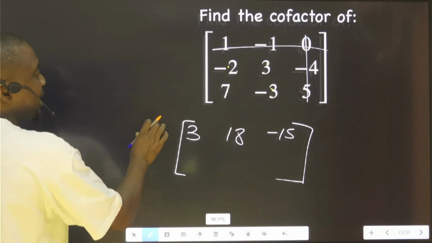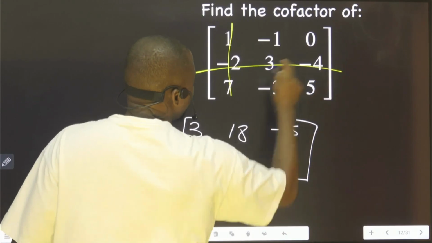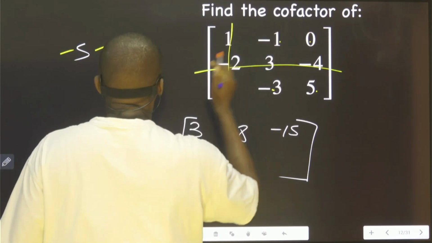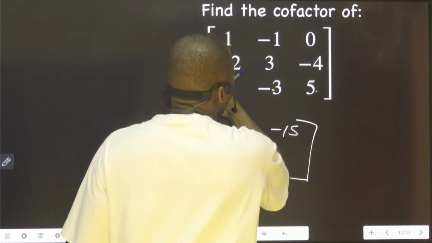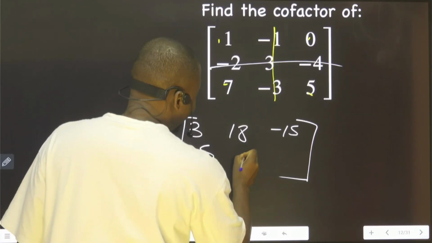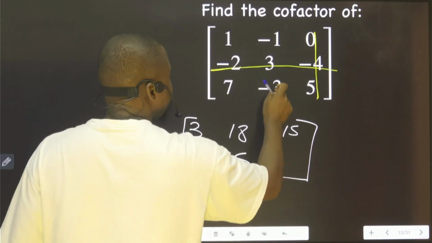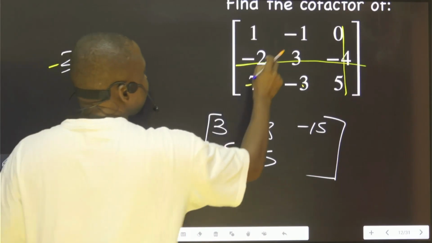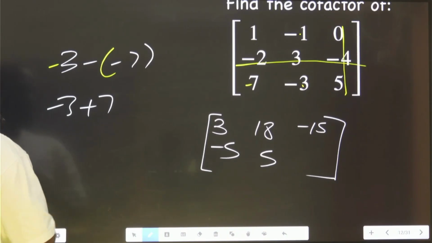Minus 15. Let's go for minus 2. For this minus 2, we start out with this. This is minus 5. Minus this is 0. So we're going to have minus 5. We go for 3. That is 5 minus 0. That is 5. We go for this. That is minus 3, minus this is minus 7. Minus 3 plus 7. You agree with me, you're going to have 4.